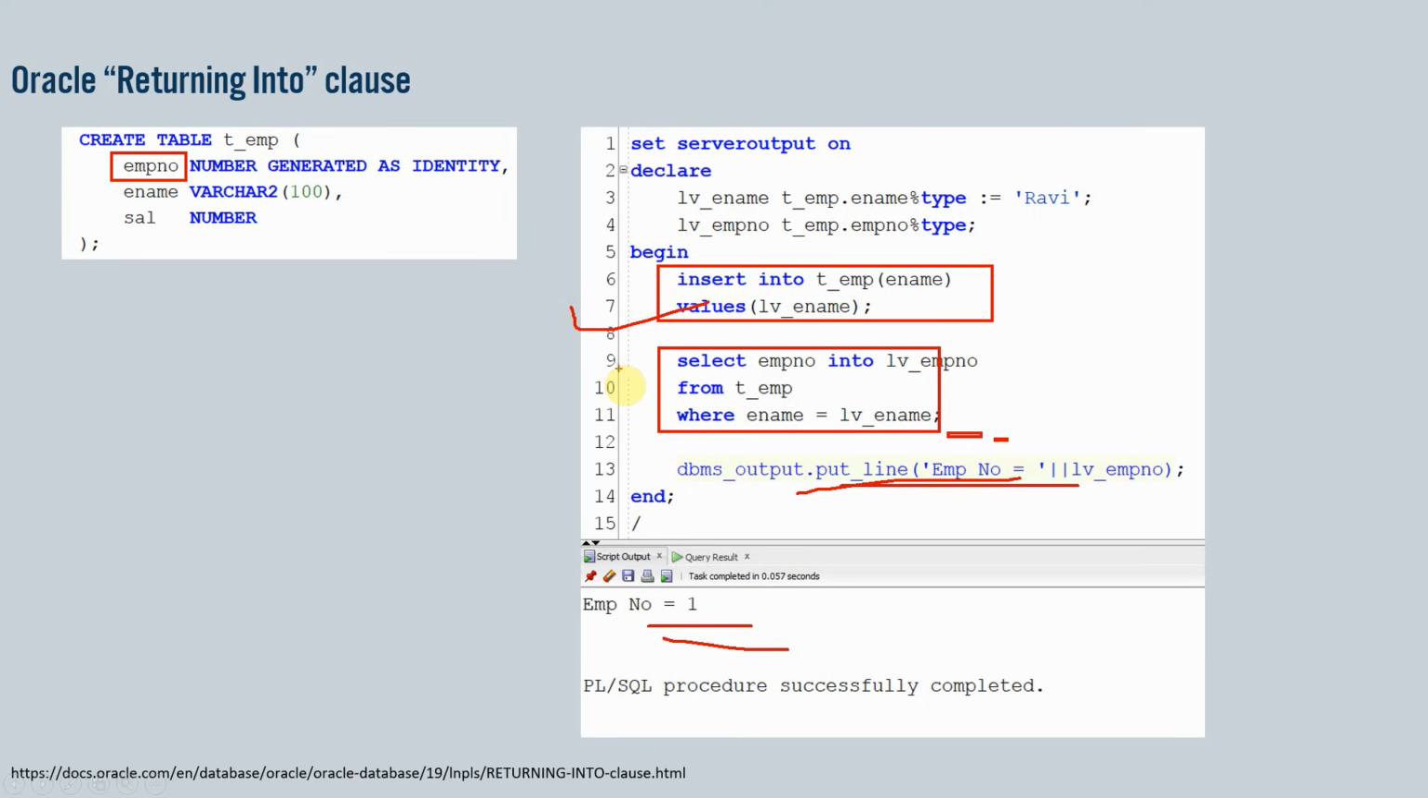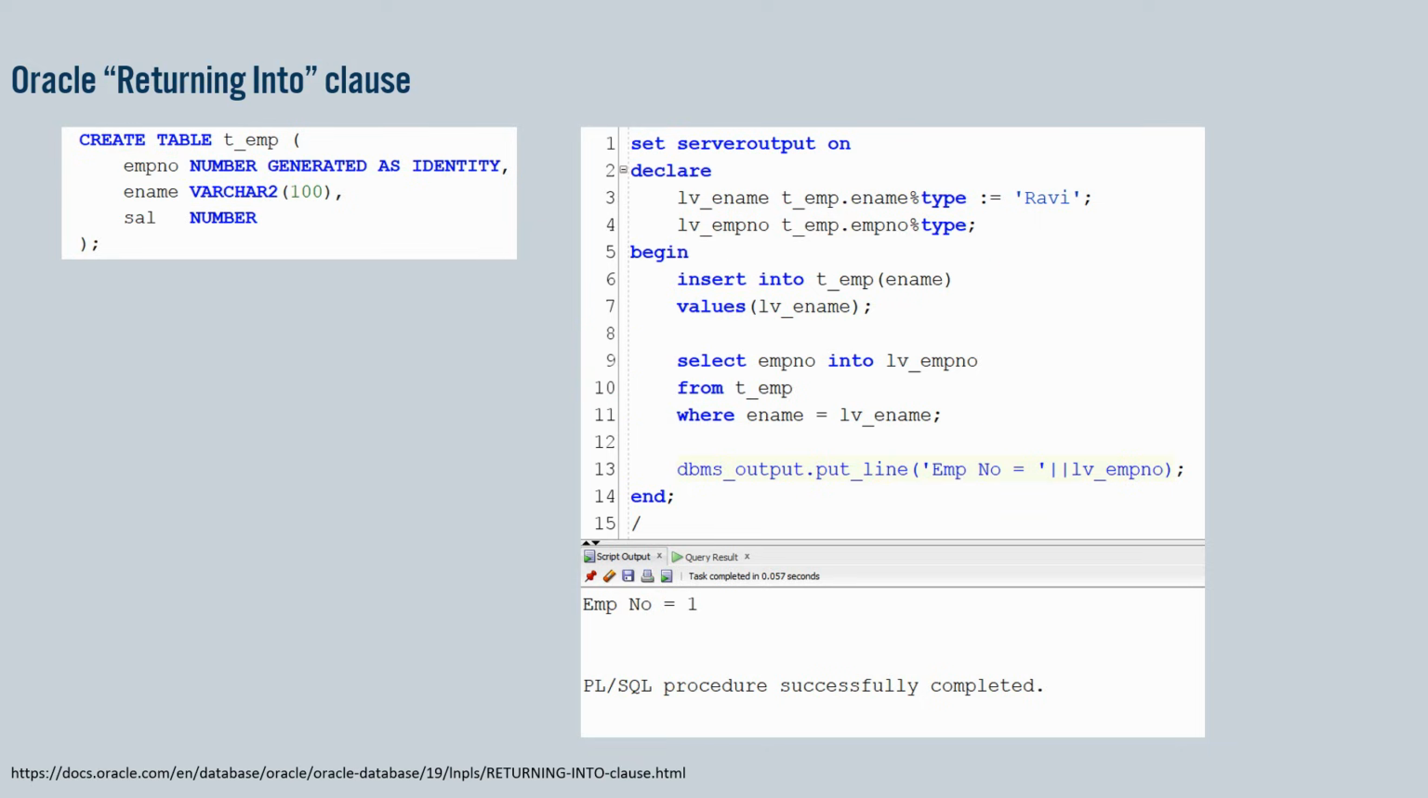One statement to insert the data and one select statement basically to extract the employee information. Instead of writing two statements like insert and select, by using the returning into clause, we can combine the logic of the insert as well as select. That means as part of the insert statement, we can use the returning into clause, which will automatically return the employee number the moment the data is inserted into the table. So we'll try to understand with more examples and what scenarios we need to use it.